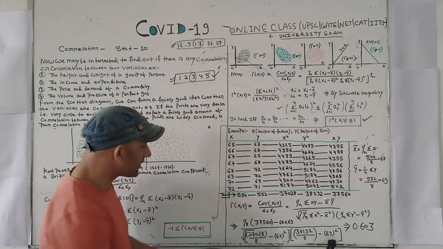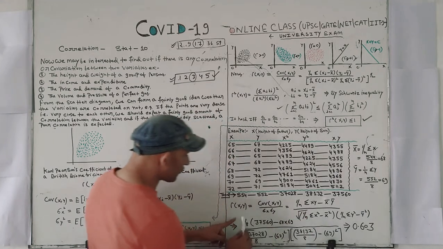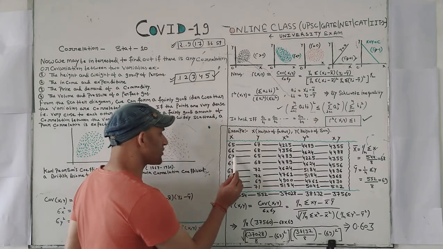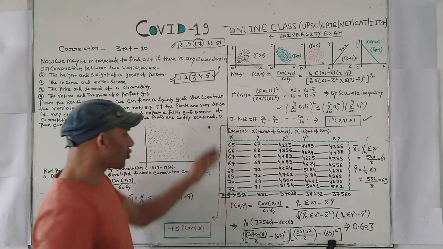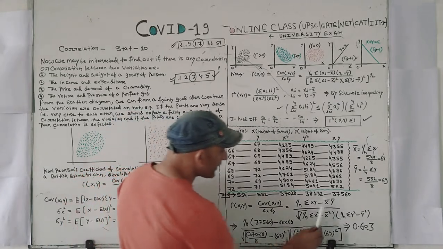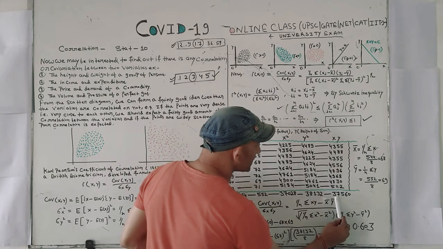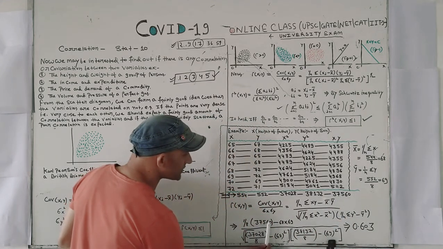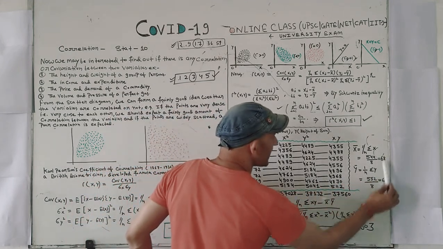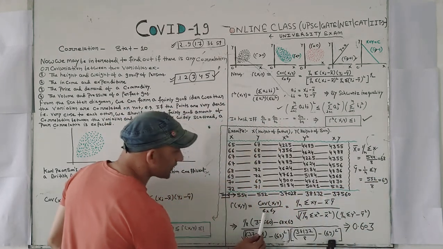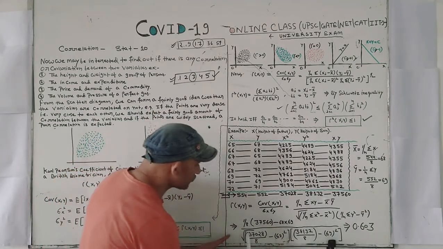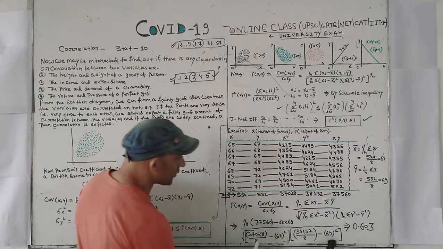Now we have to put in all the values. So this is 1 upon n, 1 upon 8. 8 means how many data are there? 1, 2, 3, 4, 5, 6, 7, 8. Total data is 8, so in place of n we have written 8. Then sigma xy is equal to 37560, minus x bar y bar. What is x bar? X bar is 68 and y bar is equal to 69. So this is 68 and 69, we have written.